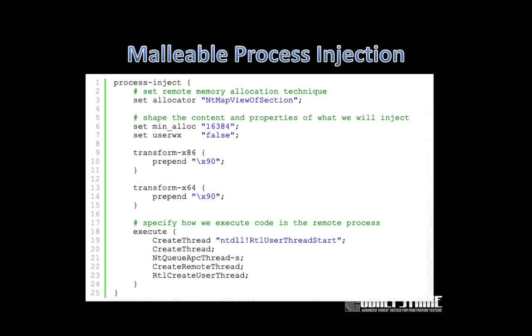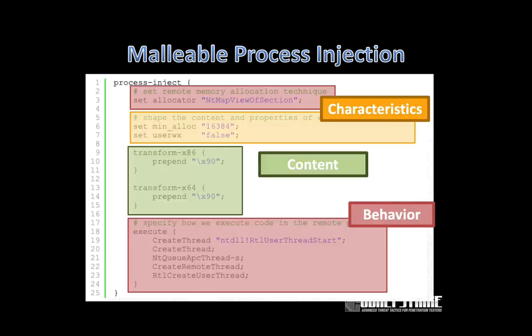Well, Cobalt Strike gives you control over how it does process injection via your malleable C2 profile. That is the process inject block. Here's what it looks like. The process inject block can shape the characteristics, behavior, and content when Beacon does process injection. For example, the allocator option allows you to choose between VirtualAllocEx or NtMapViewOfSection to allocate data in and copy data to a remote process.